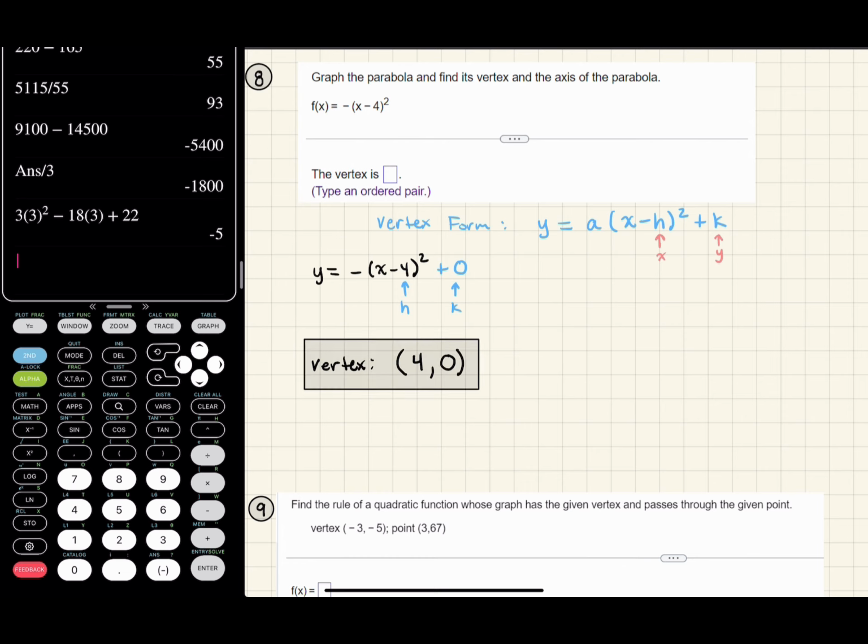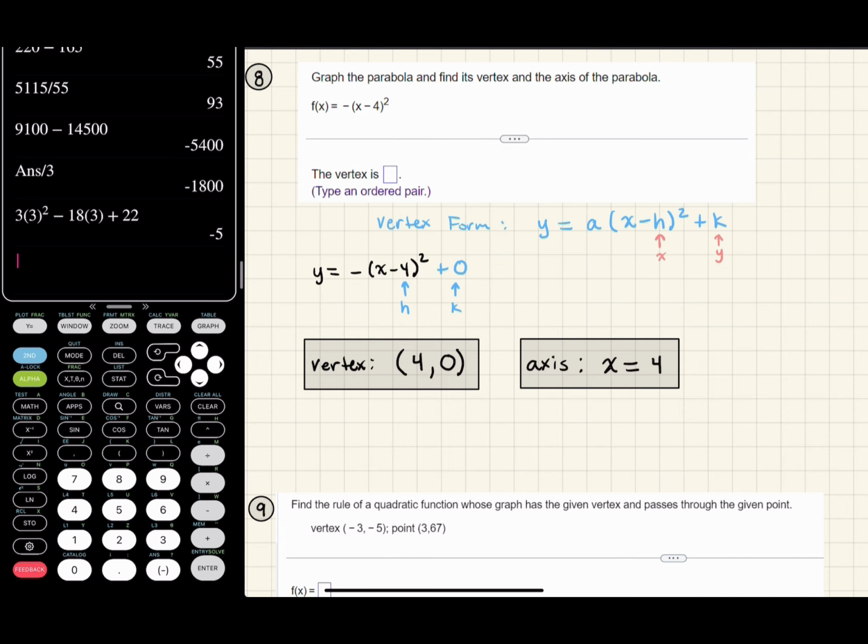So there's our vertex, and the axis of symmetry for a parabola is always the x value of your vertex. You just need to write it as an equation. So the axis is always x equals, because it's the equation of a vertical line, x equals the x value of our vertex, which in this case was 4. Alrighty, so not too bad there.